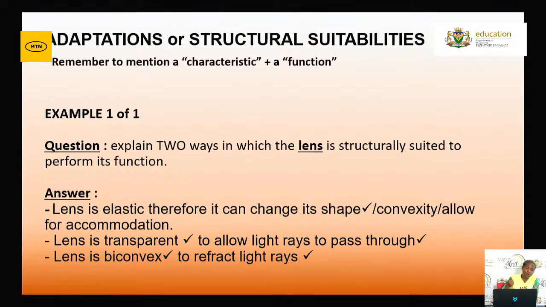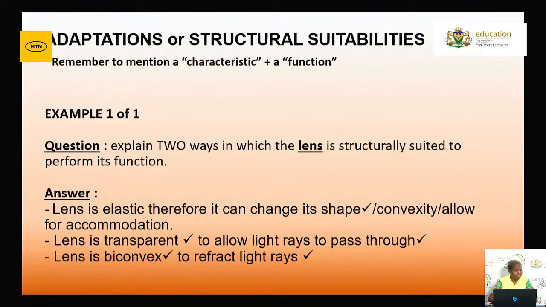And then let us go back to our presentation. I have an example here which is based on our syllabus, and it is as follows. Explain the two ways in which the lens of the eye is structurally suited to perform its function. So this simply means the structural suitabilities or the adaptations of the lens of the eye. Remember, you have to describe the lens, and then after that, you give the function. So this is how you will go about this one.